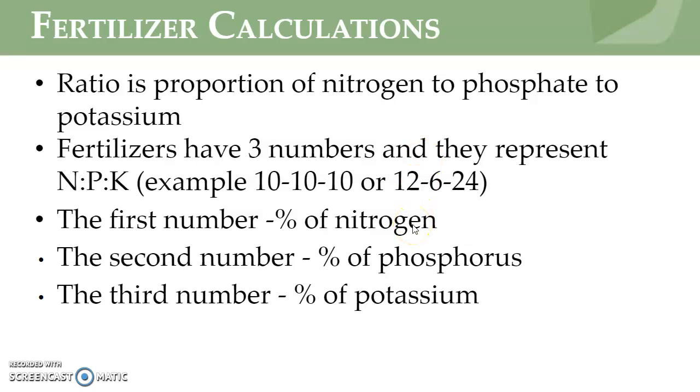So let's talk a little bit more about those numbers on the front of the bag. The ratios. It's the proportion of nitrogen, how much nitrogen to how much phosphorus to how much potassium, phosphate or phosphorus, same thing. So those numbers represent NPK. So for example, 10, 10, 10 means 10% nitrogen, 10% phosphorus, 10% potassium. 12, 6, 24 would mean 12% nitrogen, 6% phosphorus, 24% potassium. So that's what those numbers mean.